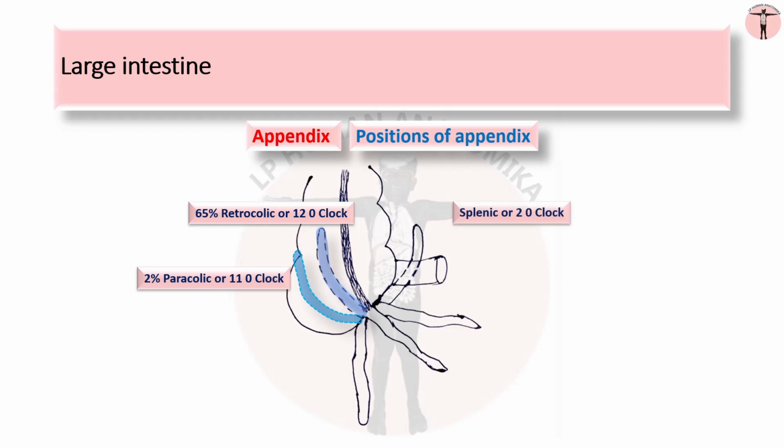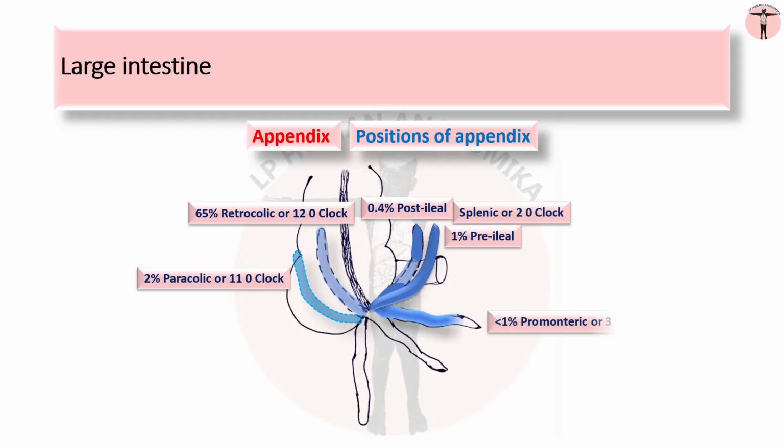In the splenic or 2 o'clock position, the appendix passes upwards and medially in front of or behind the terminal part of the ileum, called pre-ileal and post-ileal positions respectively. The tip points to the spleen. The pre-ileal position is the most dangerous because inflammation from the appendix spreads into the general peritoneal cavity. The pre-ileal position occurs in 1% of cases and the post-ileal position occurs in 0.4% of cases. Promontoric or 3 o'clock position: the appendix passes horizontally toward the sacral promontory, which is very rare, less than 5%.